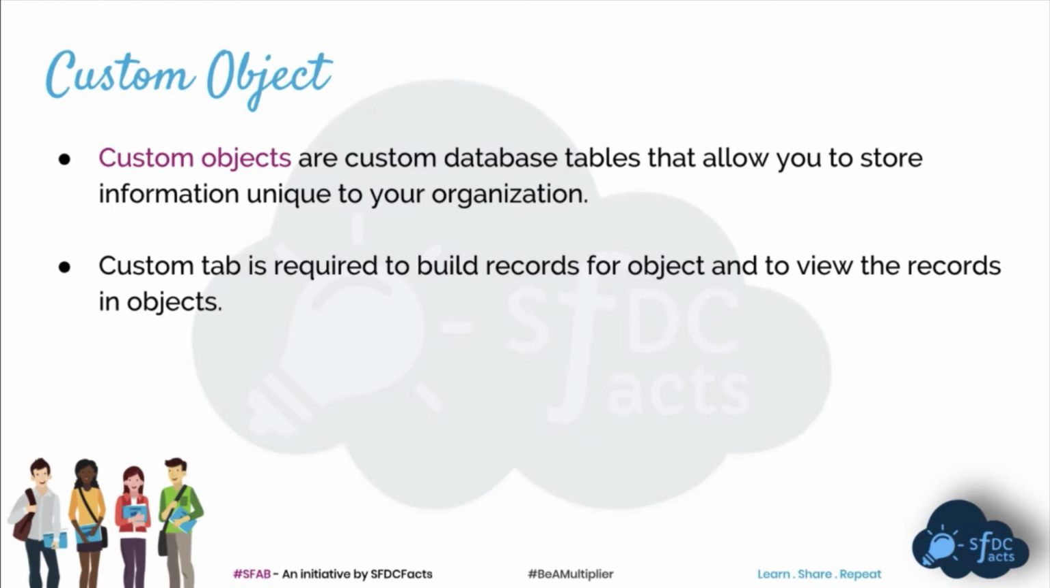Let's take an example where we have a courier company. That company would want to create a custom object in order to store the schedule and the dispatch details for every week. Or any company might want to store their budget details. So we would be creating these custom objects, creating the custom fields according to our needs, and storing the data in those specific custom objects. Now, a custom tab is required to build records for this object, which will be covered in the lab session to have a better understanding visually.